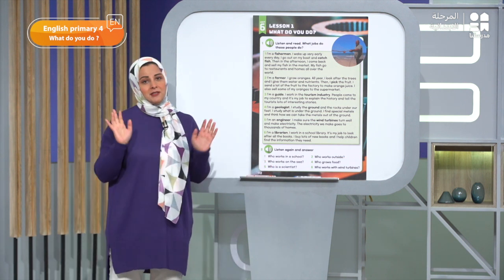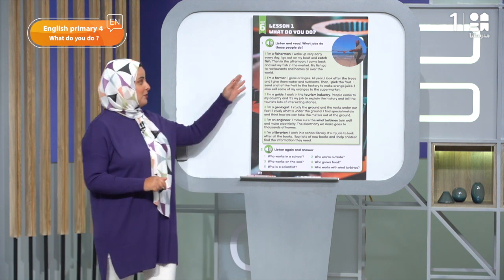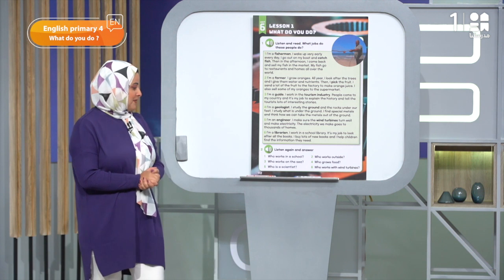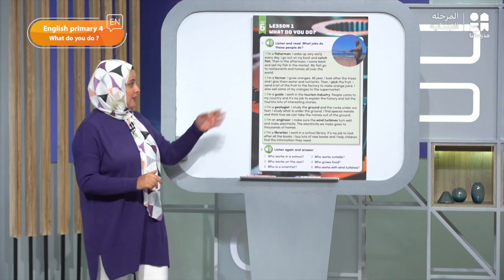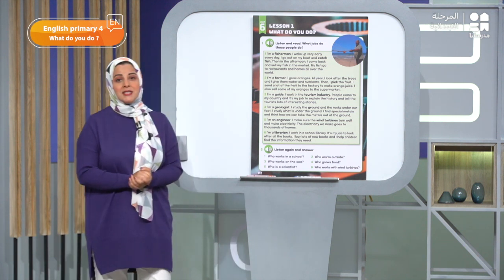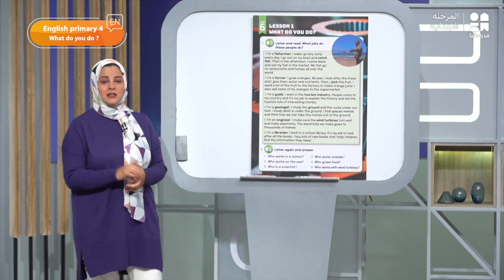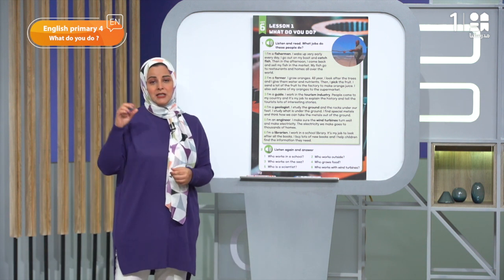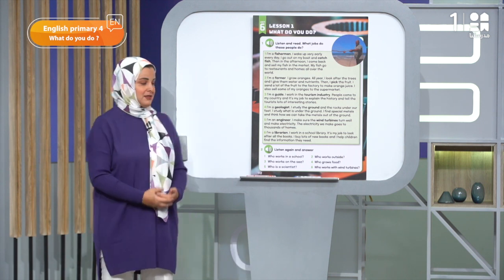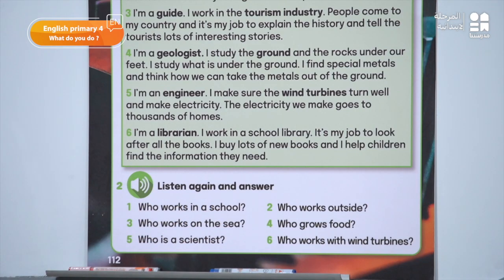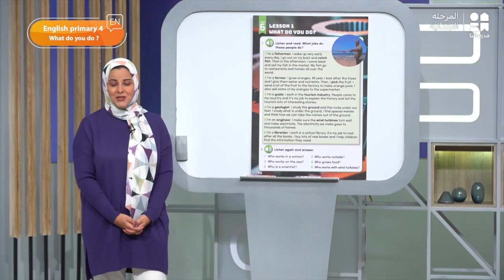Who works on the sea? I think this one is very easy. Very good. The fisherman who catches fish. Okay. Who grows food? Very good. The farmer. And who is a scientist? A geologist. Very good. قلنا اللي بيشتغل في الماينز أو في المناجم لازم يكون scientist. So the geologist is a scientist. And the last one, who works with the wind turbines? The engineer. Very good, my dear boys and girls.